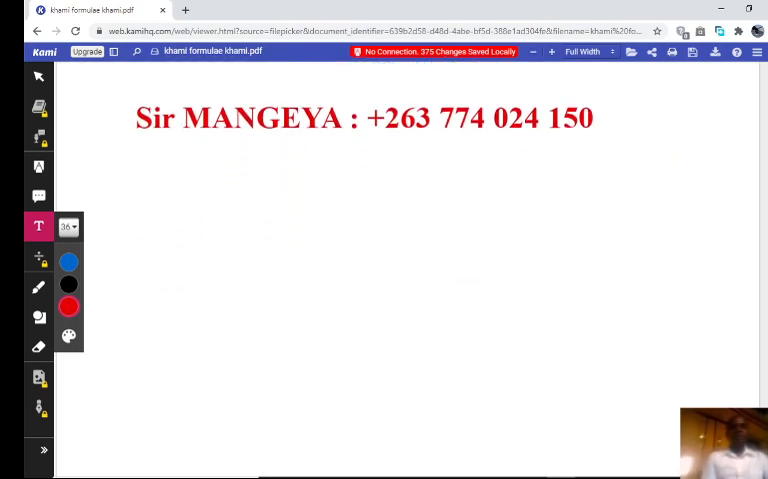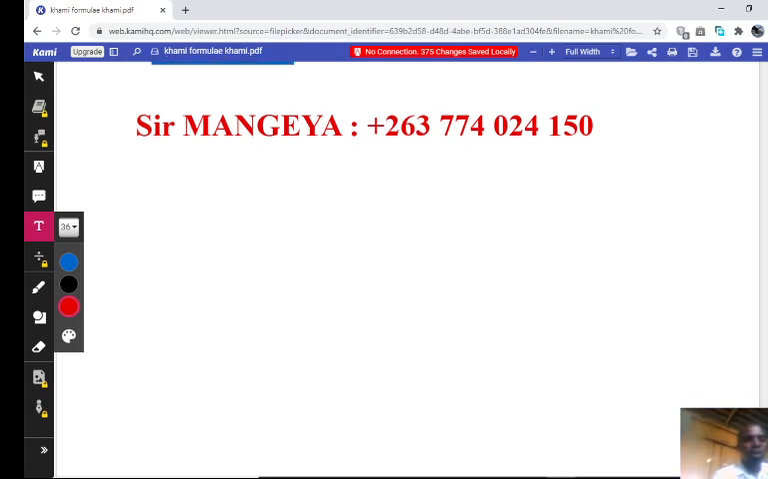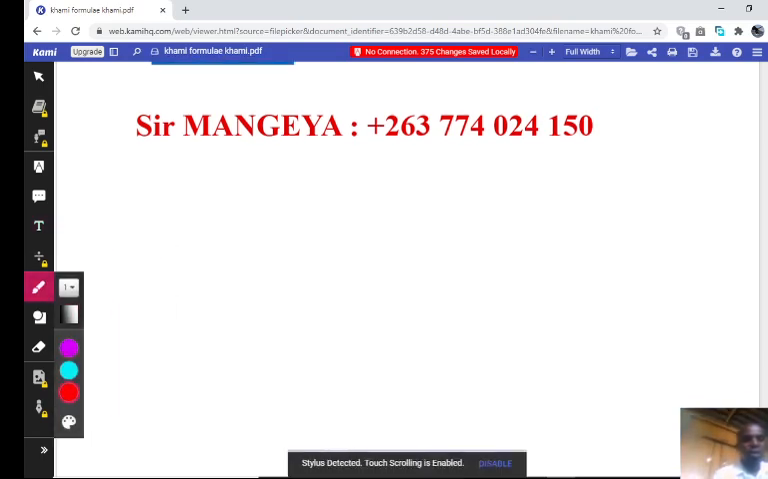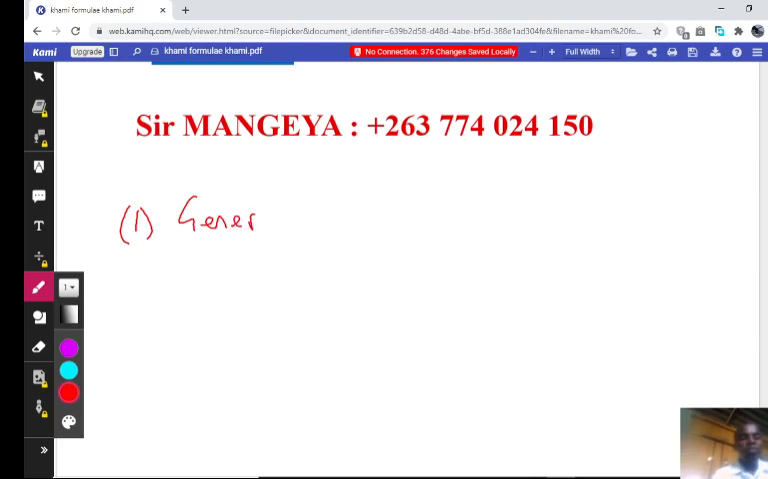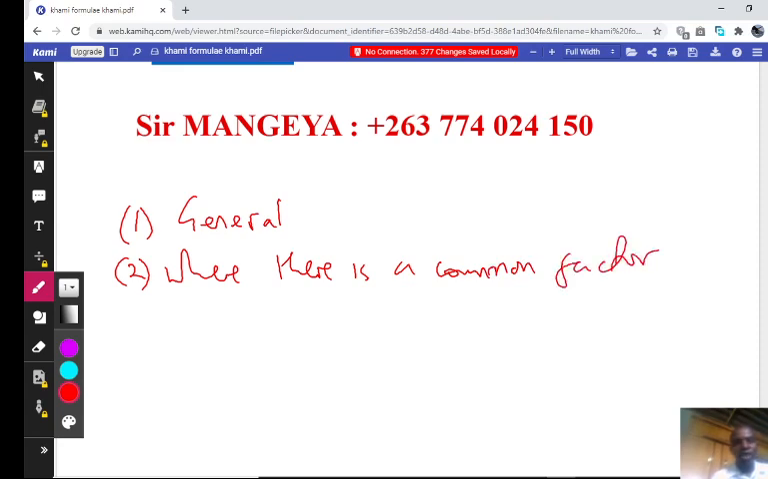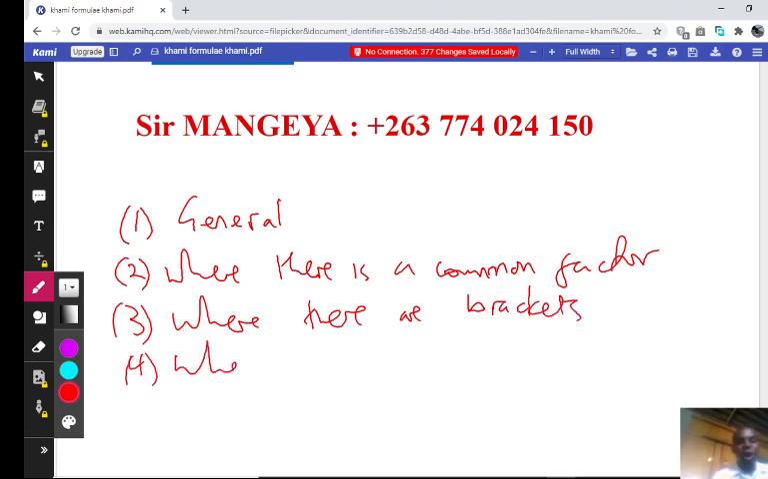Well, let me write them down like here. So the first one, number 1, this one is just general formulae. Let me just list them. General type. Then after the general type, you have number 2, where there is a common factor. Then number 3, where there are brackets. Then number 4, where there is or there are fractions.